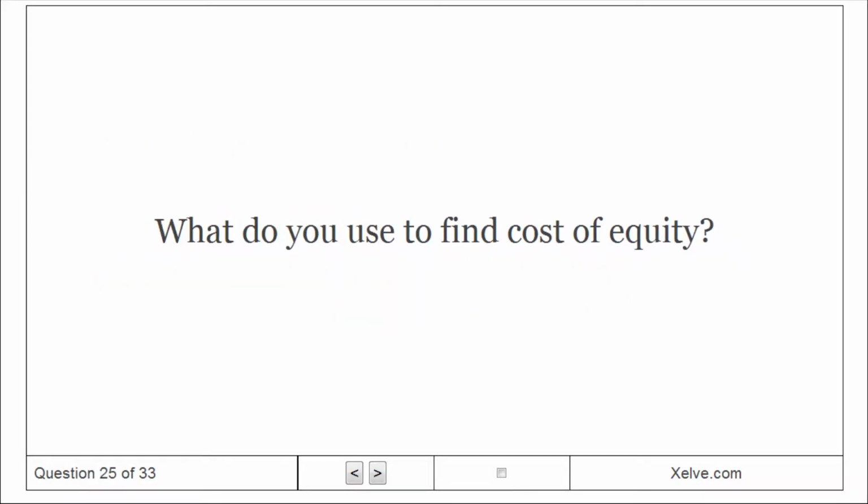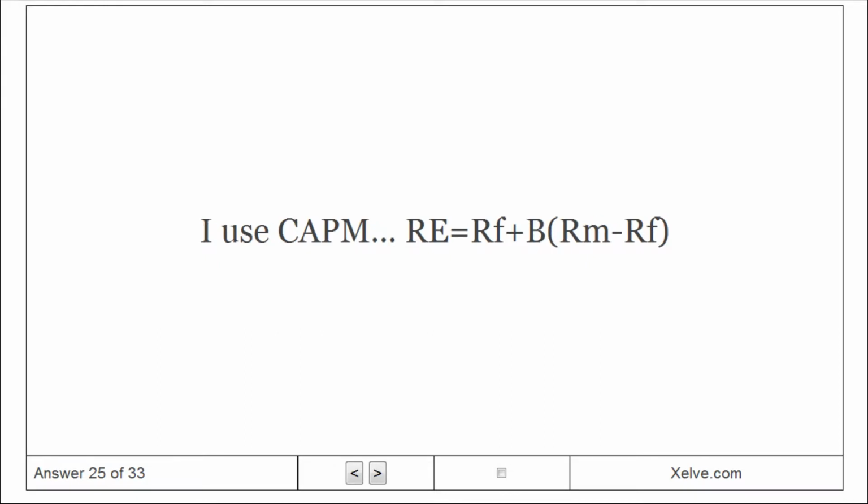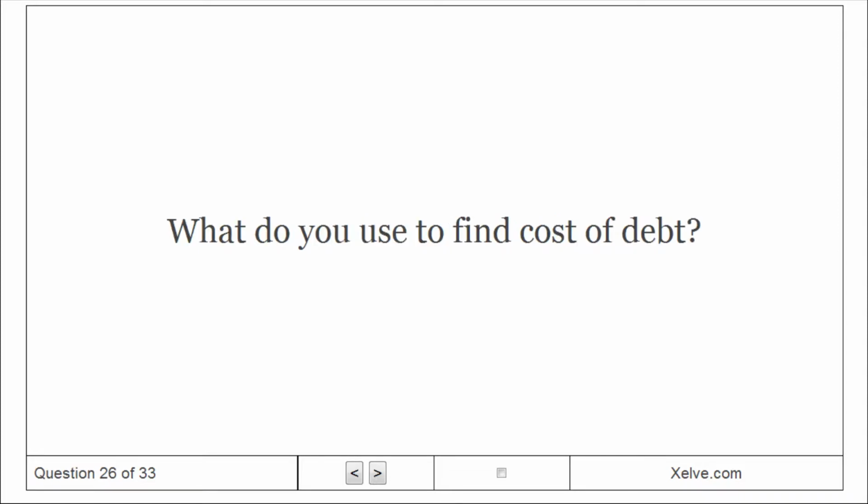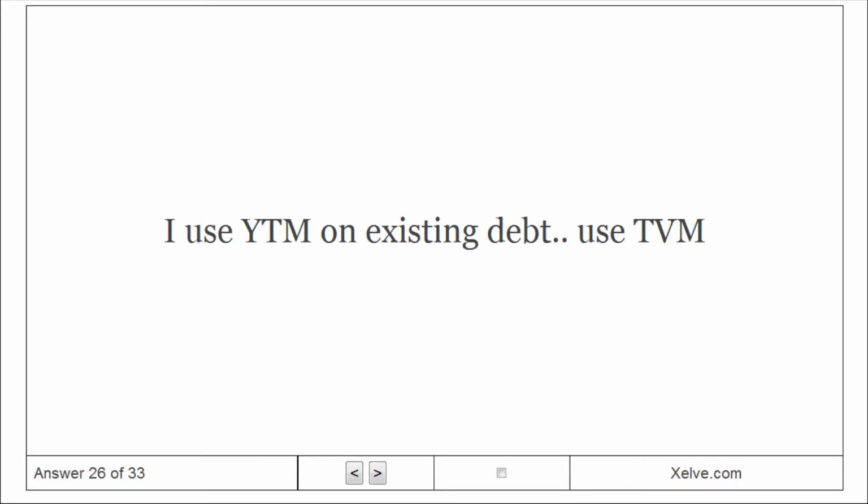What do you use to find cost of equity? I use CAPM, RE equals RF plus beta times the market risk premium. What do you use to find cost of debt? I use YTM on existing debt, using TVM.